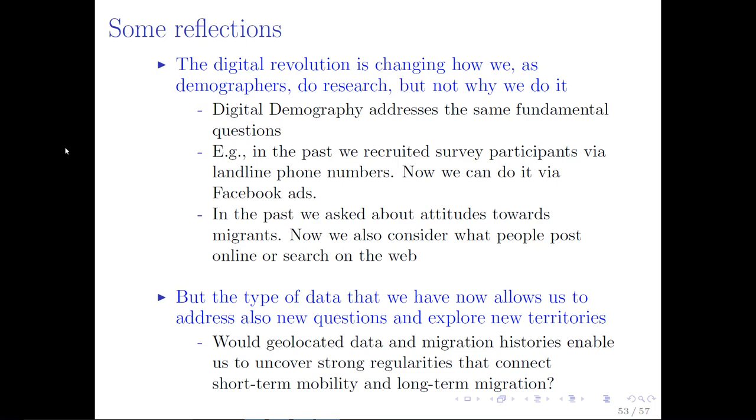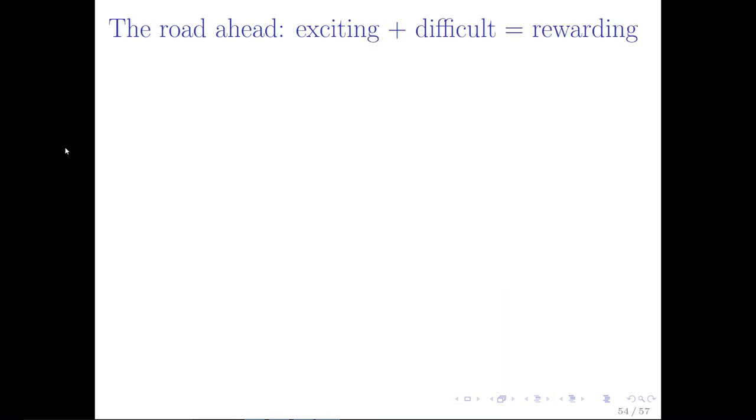And so at the same time, this data also allow us to address a number of new questions that previously we couldn't. And so in particular, I think the geolocated data, together with migration histories for a large number of countries, may potentially help us discover some regularities in mobility patterns and relationships between, say, internal migration and international migration, or short-term mobility and long-term migration. So I think that in this area, the road is exciting and difficult. That's what makes it rewarding.